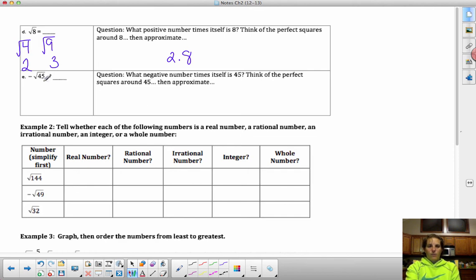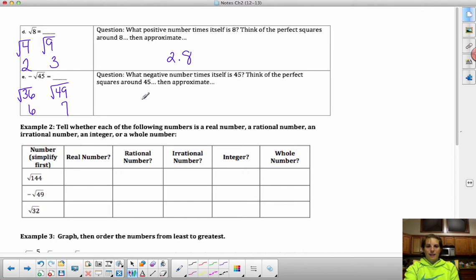So 45, what would be a perfect square that's bigger? The next perfect square, 49, 7 times 7, which means that the one that's smaller is going to be 36, or 6 times 6. So the square root of 45 has to be somewhere in between the square root of 36 and the square root of 49. So that's in between 6 and 7.